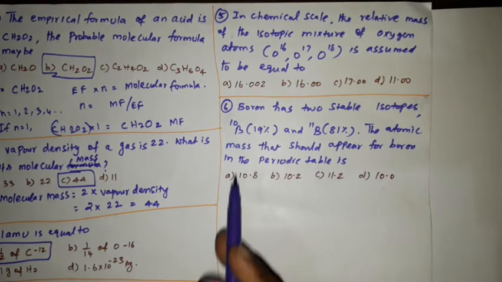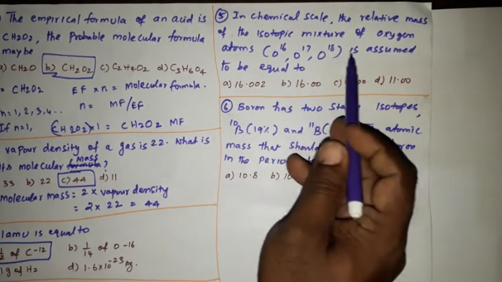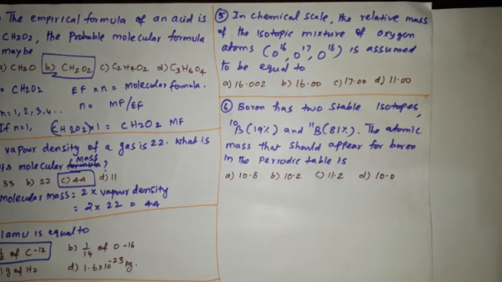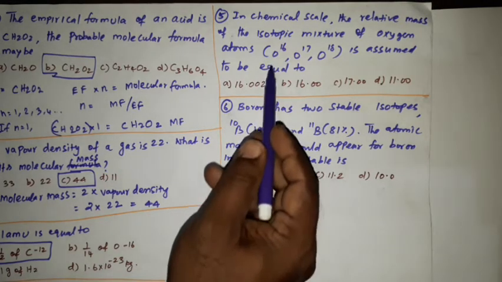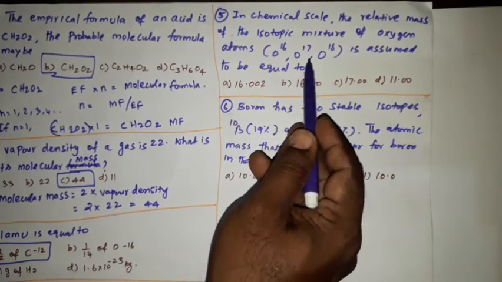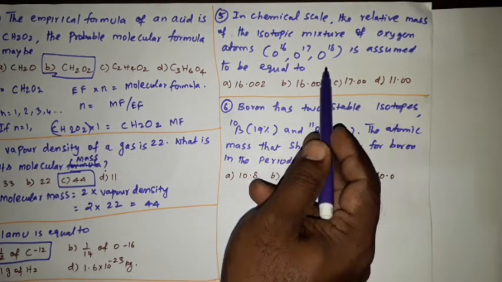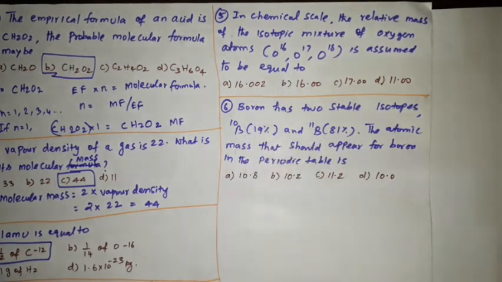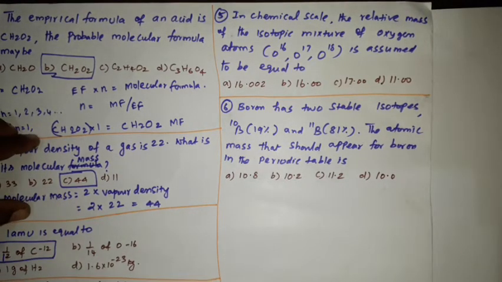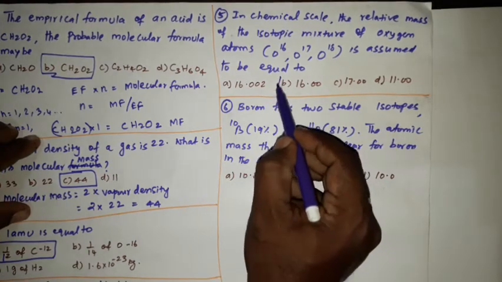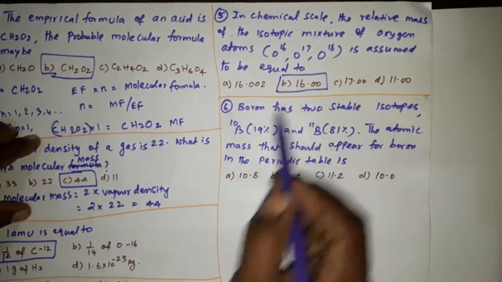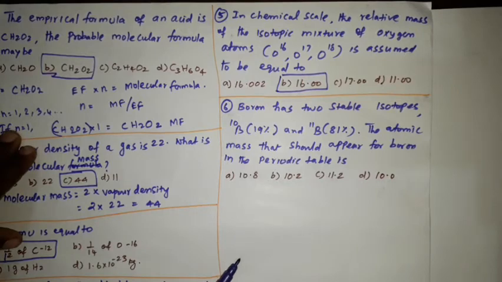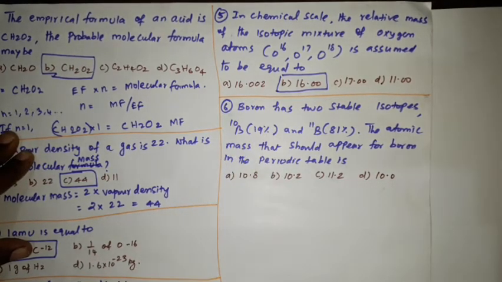Question number 5. In the chemical scale, the relative mass of the isotopic mixture of oxygen atoms, oxygen with mass 16, oxygen with mass 17, oxygen with mass 18, is assumed to be equal to, see that atomic mass of oxygen is always 16, whether it is isotope or atoms, whatever may be, the atomic mass must be 16. Clear? So answer B is the right answer.